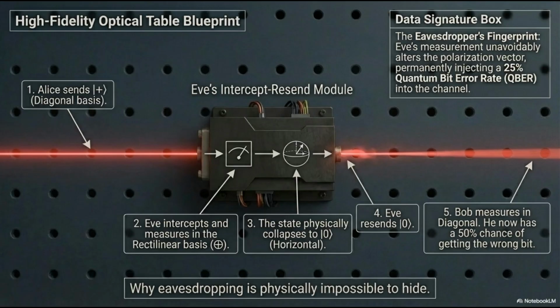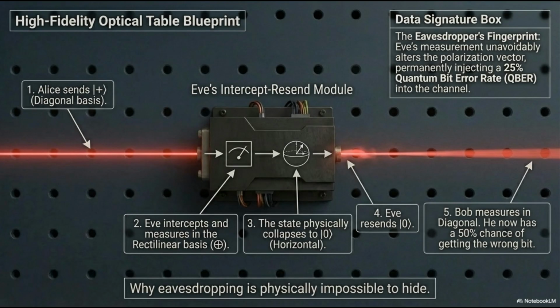In step 3, Eve's measurement causes the quantum state to collapse irreversibly to ket 0, that is, the horizontal polarization state, because the rectilinear basis measurement forces the superposition to resolve into a definite outcome. In step 4, Eve resends a new photon prepared in the ket 0 state toward Bob. In step 5, Bob measures in the diagonal basis as intended, but since the photon is now in a definite rectilinear state, not the original diagonal superposition, Bob has a 50% probability of recording the wrong bit.